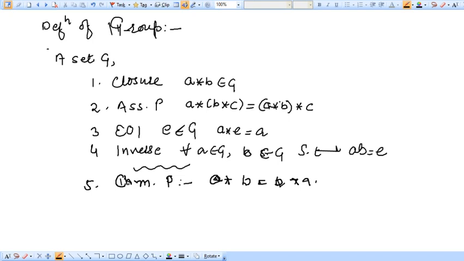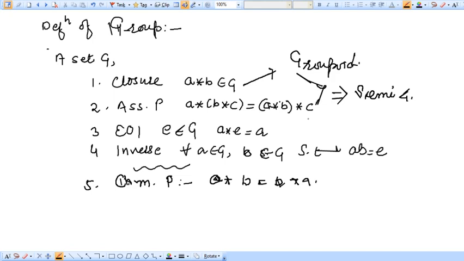Now one more thing I want to add here. If any set satisfies one property only, then this set is known as groupoid. A groupoid is a set which satisfies only the closure property. If a set satisfies two properties, closure property and associative property, then this set is known as semi-group. This is not a full group, but this is a semi-group, because it is satisfying only two properties, that is half of the four.